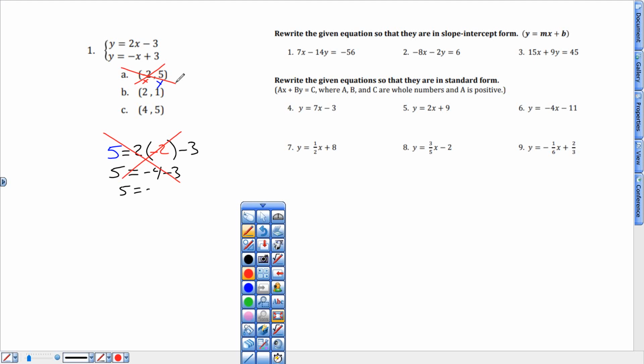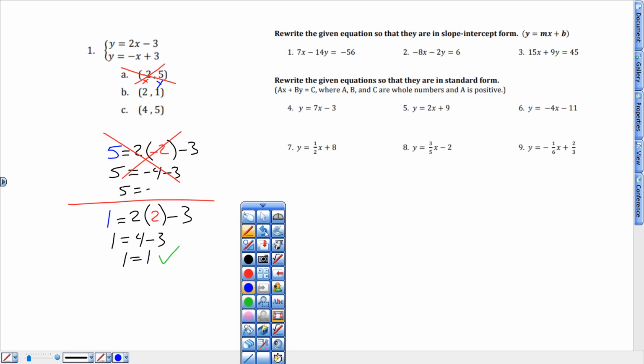Let's try the second one. Plug in 1 for y equals 2. Plug in 2 for x minus 3. That gives me 1 equals 4 minus 3. 1 equals 1. That one works, but before I could say that point B is a solution point, I got to check it in the second equation as well.